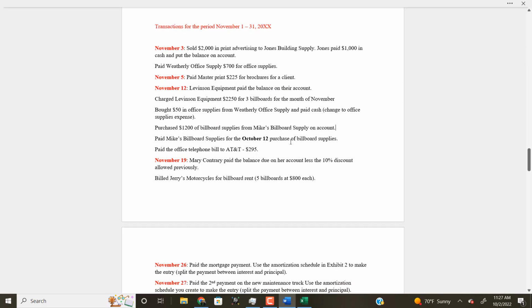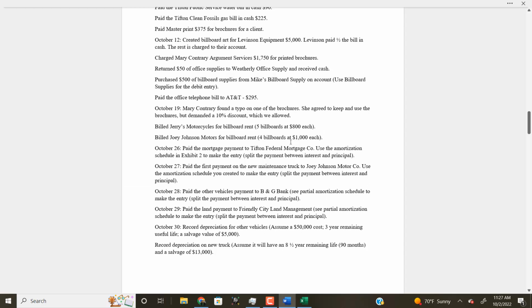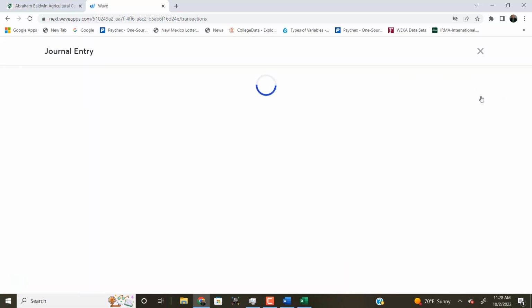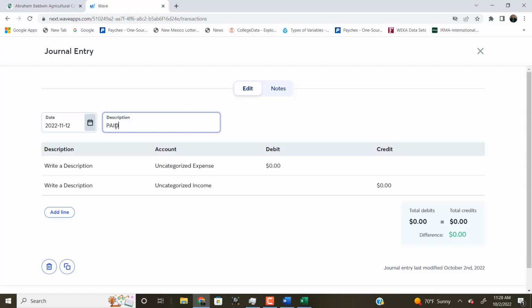Paid Mike's billboard supplies for the October 12th purchase of billboard supplies. Okay, so we have to come up here to the 12th of October and see what we charged with Mike, and it was $500. Now this is just the opposite of this one. Come down here, add a journal transaction. Find the 12th. Paid Mike's. You can be as detailed as you want, but I'm just going to say paid Mike's for October, and then abbreviate even that.